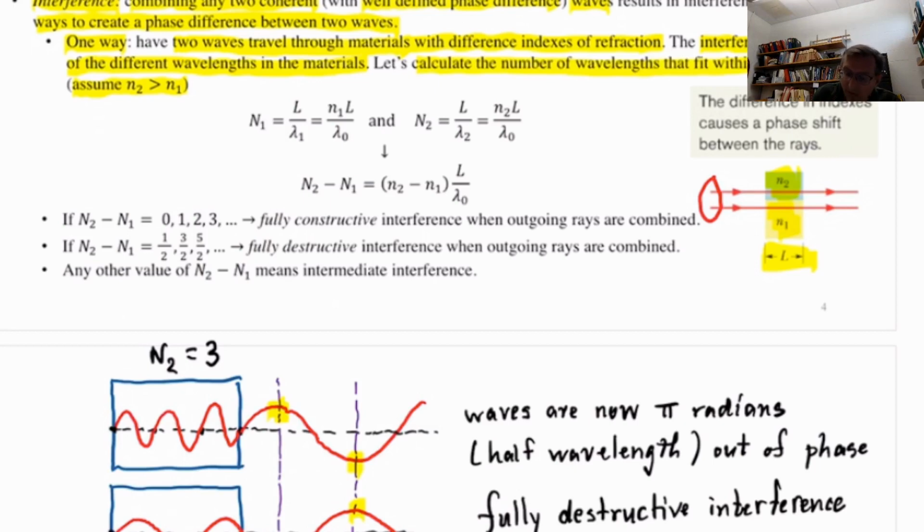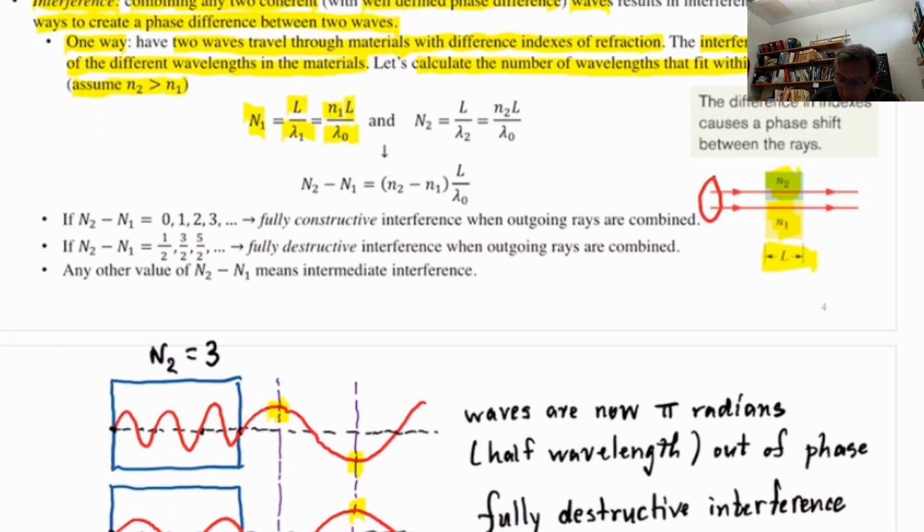So the number of wavelengths that fit within material 1, big N1, is the length of the block L divided by the wavelength in material 1. That's how many wavelengths will fit. But the wavelength lambda 1 in material 1 is the wavelength in vacuum, lambda 0, which is in essence air, divided by little n1, right? The index of refraction. Notice that ends up upstairs. So I get that expression for big N1.